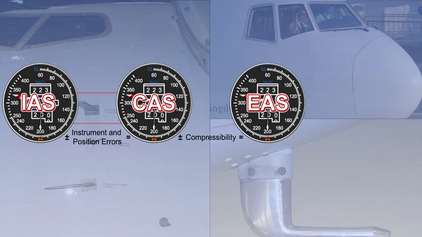If the probes are corrected for the compressibility error, as well as position and instrument errors, the speed obtained is called equivalent airspeed, abbreviated to EAS. Equivalent airspeed is the most accurate of the speeds which are obtained from dynamic pressure. For the most part, this performance CD will assume that indicated airspeed, calibrated airspeed, and equivalent airspeed are the same.